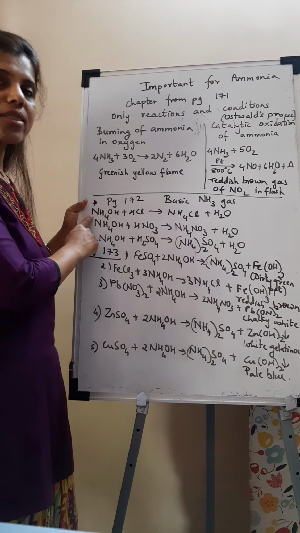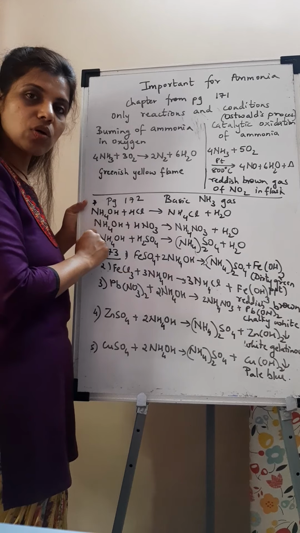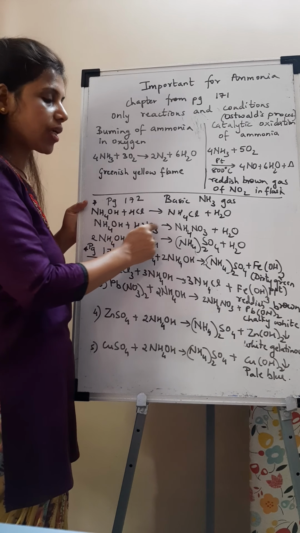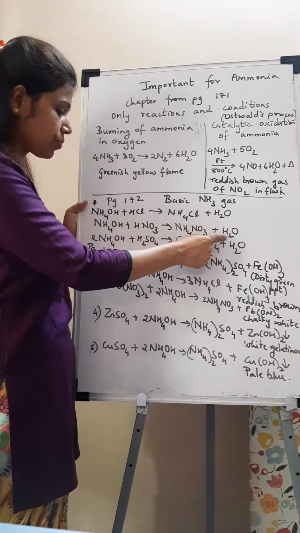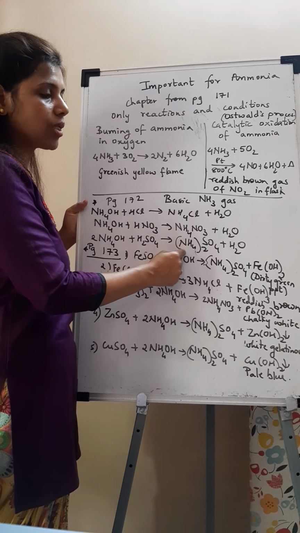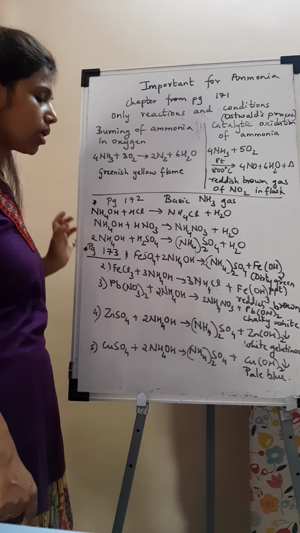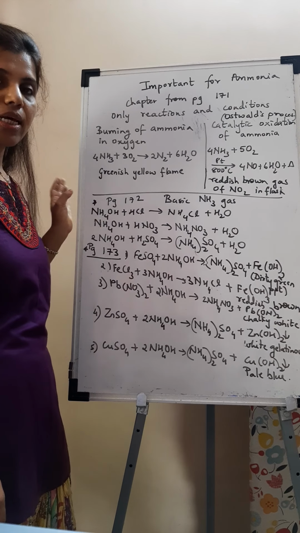Now when ammonium hydroxide reacts with hydrochloric acid, you will see ammonium chloride and water are formed. When ammonium hydroxide and nitric acid react, you get ammonium nitrate and water. When ammonium hydroxide and sulfuric acid react, you get ammonium sulfate and water. After that, page 173, all these reactions are important.